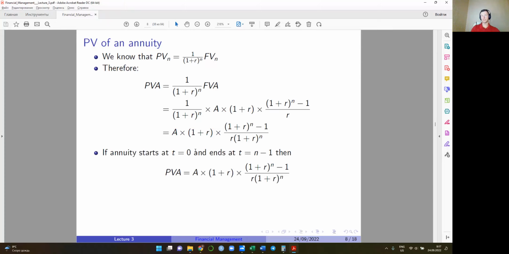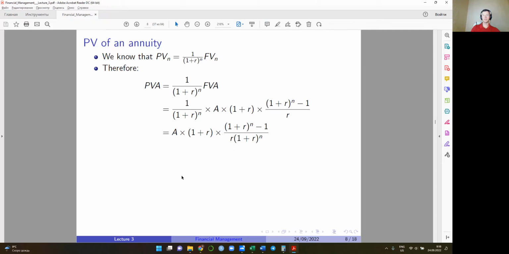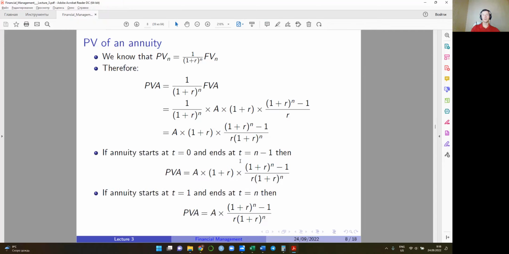So if the annuity starts at T0 and ends at Tn minus 1, then this is the formula for the present value of this annuity. If the annuity starts after one period, we just drop this extra term and we have this expression. Again, I am not canceling these terms just because of the necessity to preserve the same logic, the same construction here. Don't cancel it.